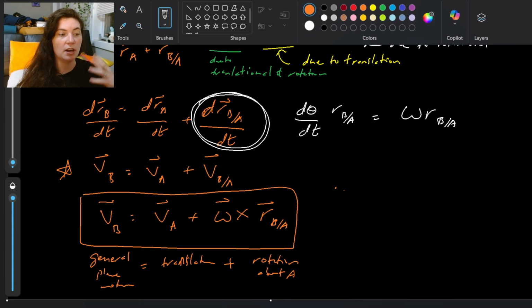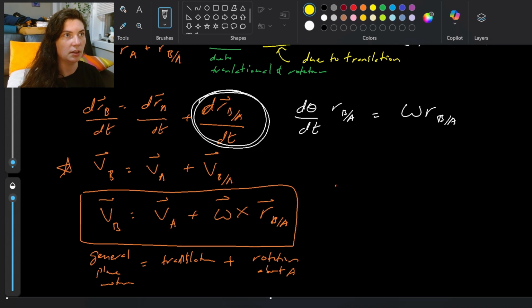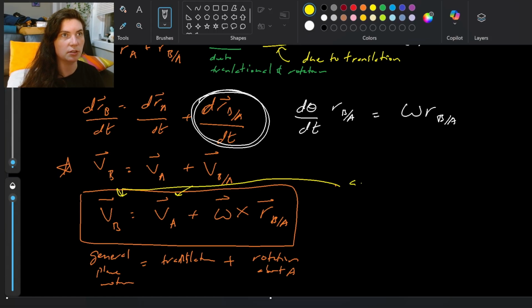And then what is our absolute velocity of A? I'm going to make some notes. So our VB and our VA, those are both absolute velocities with respect to the frame, right? They are with respect to X and Y, our fixed frame of reference.